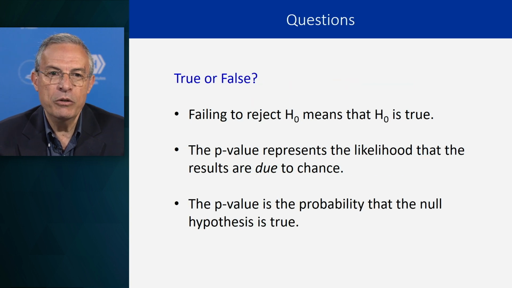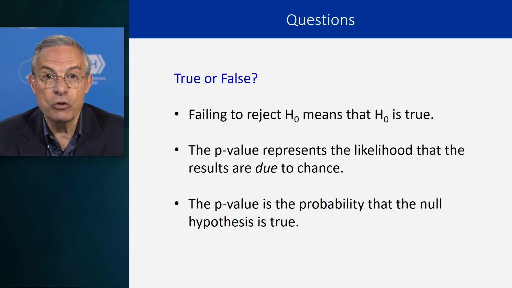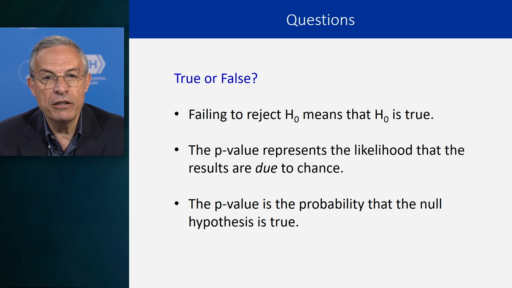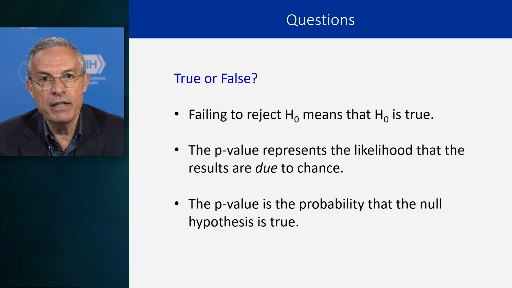And my questions to you are true or false. Failing to reject the null hypothesis means that the null hypothesis is true. The p-value represents the likelihood that the results are due to chance. The p-value is the probability that the null hypothesis is true.